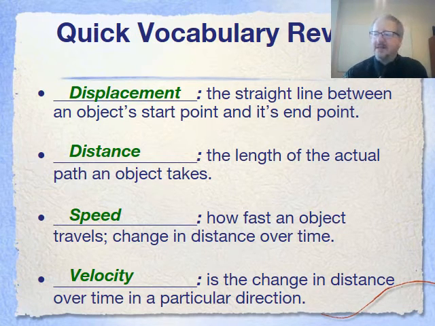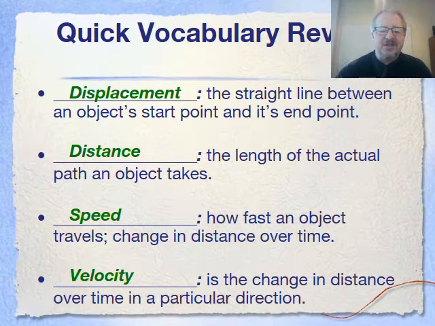So that's the first blank line. The second one is distance, the length of the actual path that an object takes. That's the distance. So keep the differences in mind. How fast an object travels, or the change in distance over time, is what we call speed. And when we include a particular direction with that, we have what we call velocity, the change in distance over time in a particular direction. So it's the same as speed, it just adds direction.